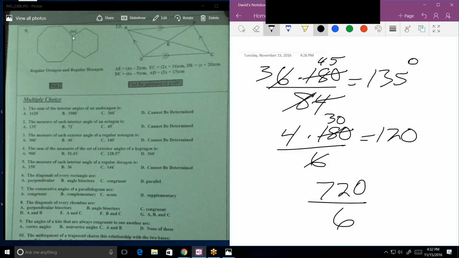So you're saying the exterior angle of that is 45, and the exterior angle of the hexagon is 60. And adding those two together gives 105, which is the answer, isn't it? Yeah, you're right. Okay, who knew? I didn't know that you could do that.